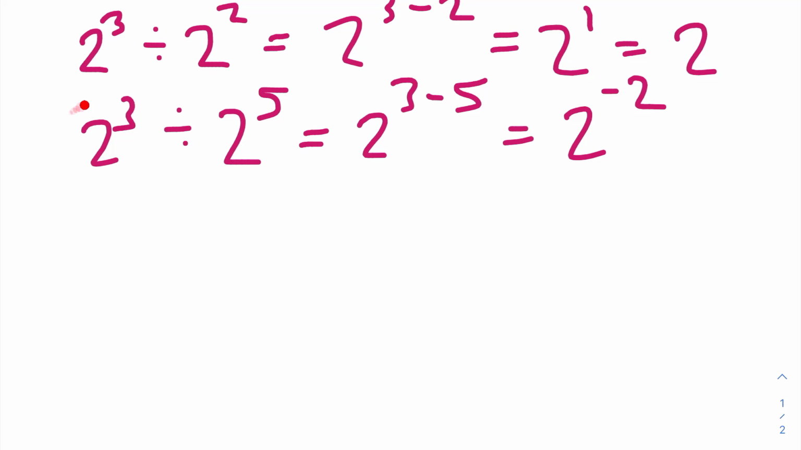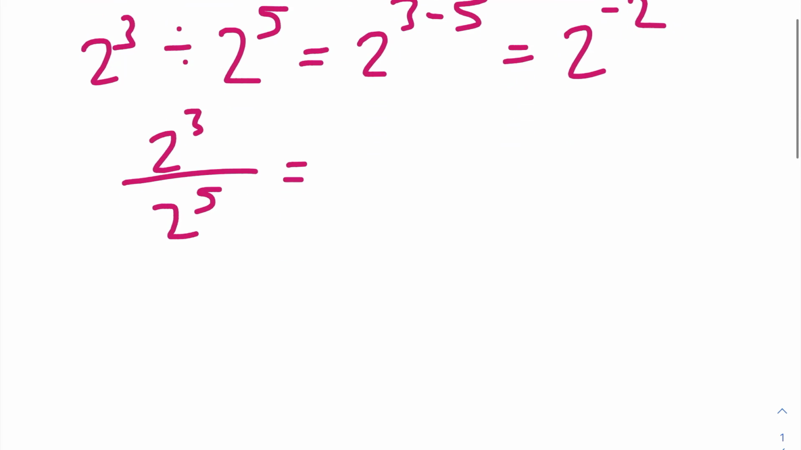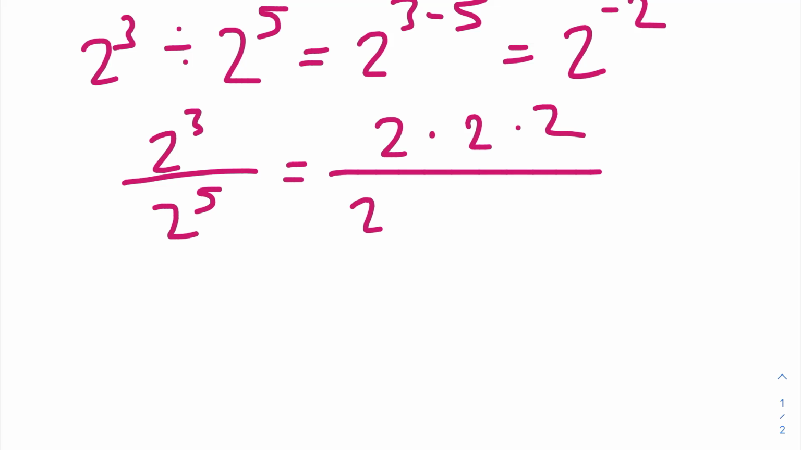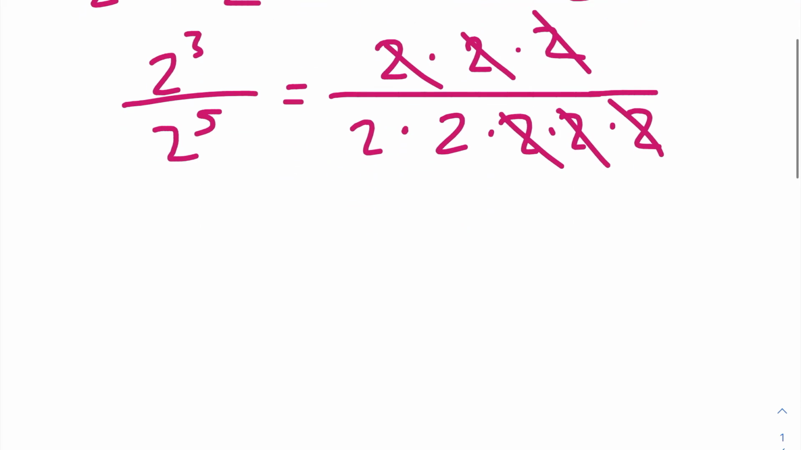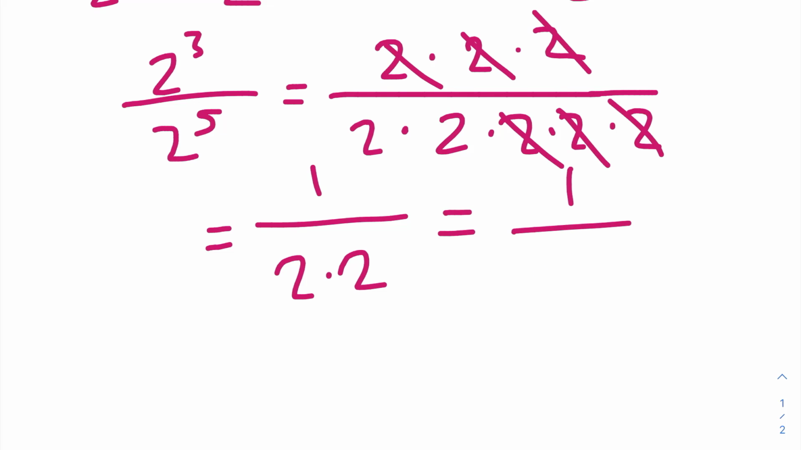So what is another way to write 2 to the power of 3 divided by 2 to the power of 5? Well, we can write it as 2 to the power of 3 over 2 to the power of 5. Now we're going to expand this out. When we do, we get 2 times 2 times 2 over 2 times 2 times 2 times 2 times 2. Now if we cancel out all these 2's, we get 1 over 2 times 2, which is equal to 1 over 2 to the power of 2.